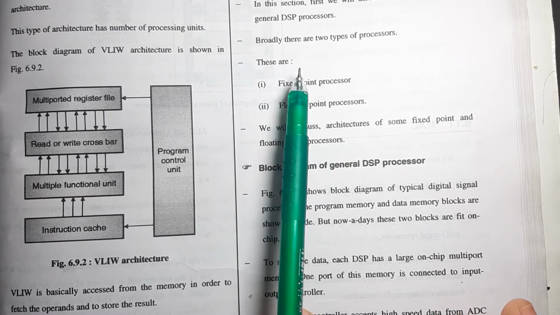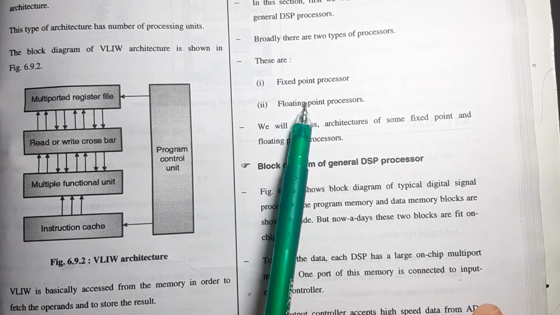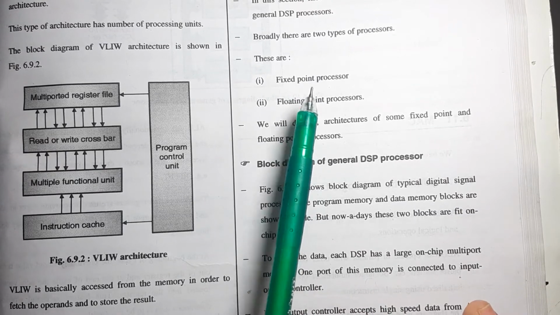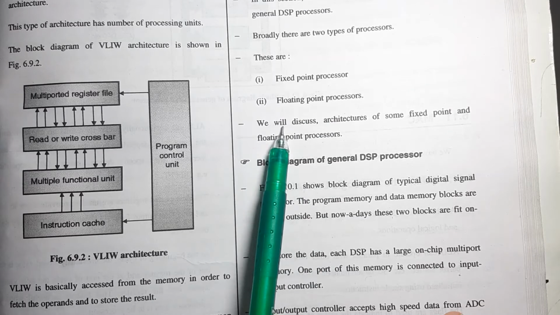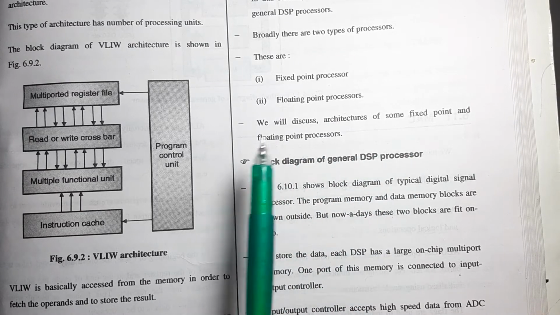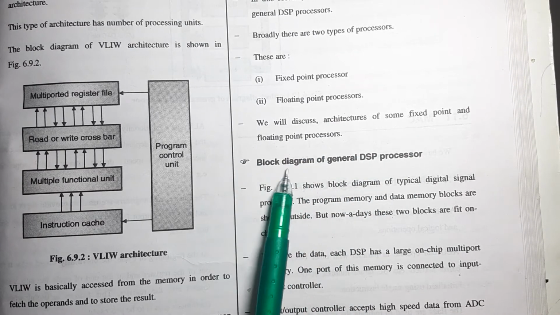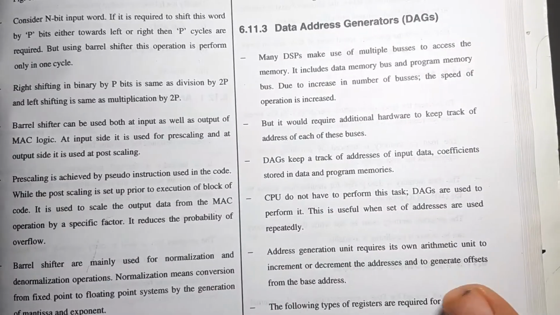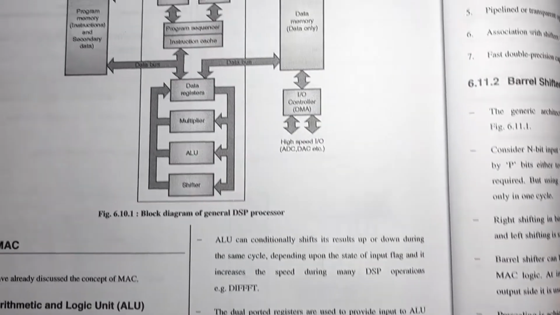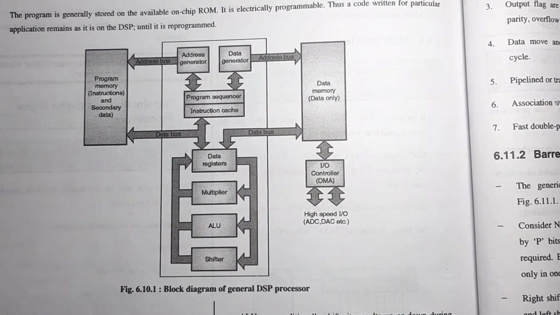Now there are two types of general purpose DSPs. One of them is the fixed point processor, the other one is the floating point processor. We'll discuss architectures of some fixed point and floating point processors. Now the block diagram of a general DSP processor. The figure shown over here is a simple diagram. Don't get frightened or scared by the diagram.